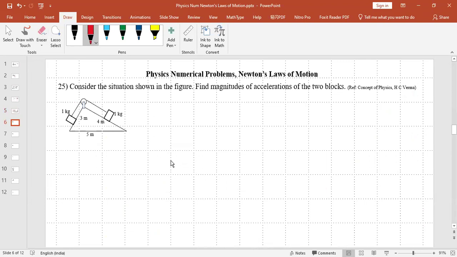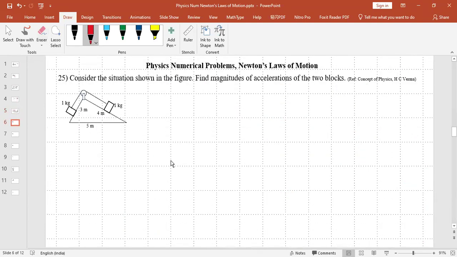Now let's go to another simple problem. This problem says, consider the situation shown in figure. This is the figure. Find the magnitudes of acceleration of the two blocks. Now, these are the two blocks. One is 1 kg, and this one is also 1 kg. So which one will go up or which one will go down, or both of them will remain static?